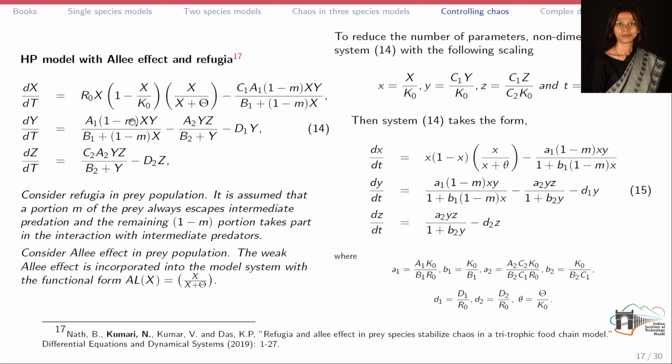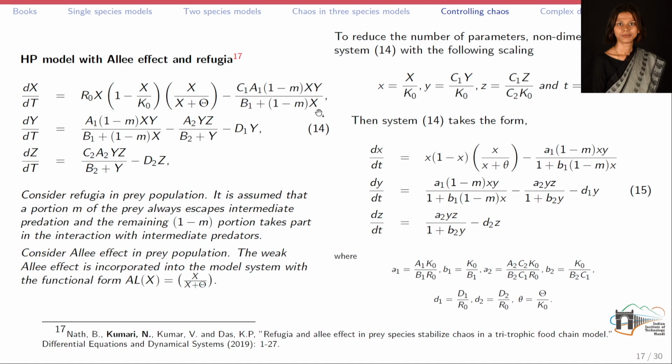So what is happening? The remaining 1 minus m portion only takes part in the interaction with the intermediate predator Y. That's why here we have considered (1 minus m) times x into y, and here also (1 minus m) of x. So this is how we can incorporate different ecological factors in the mathematical model, for example, just now, as we have incorporated the refugia effect.